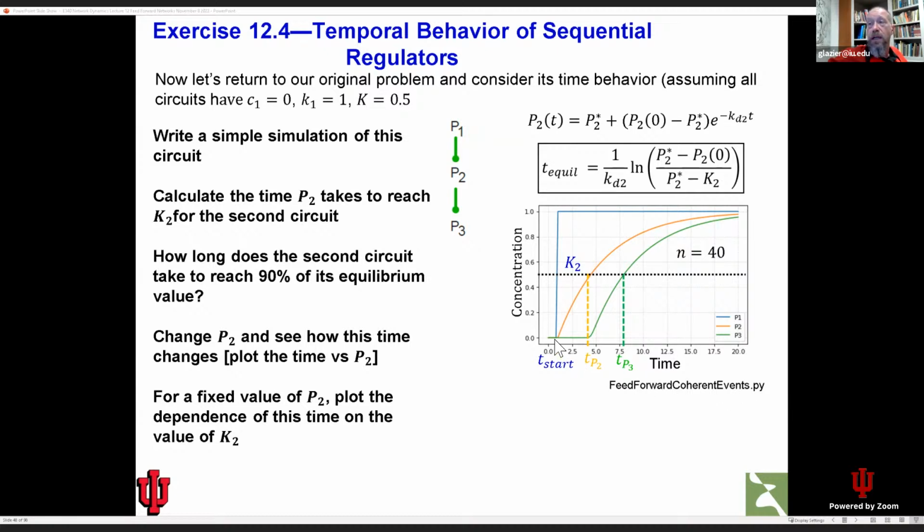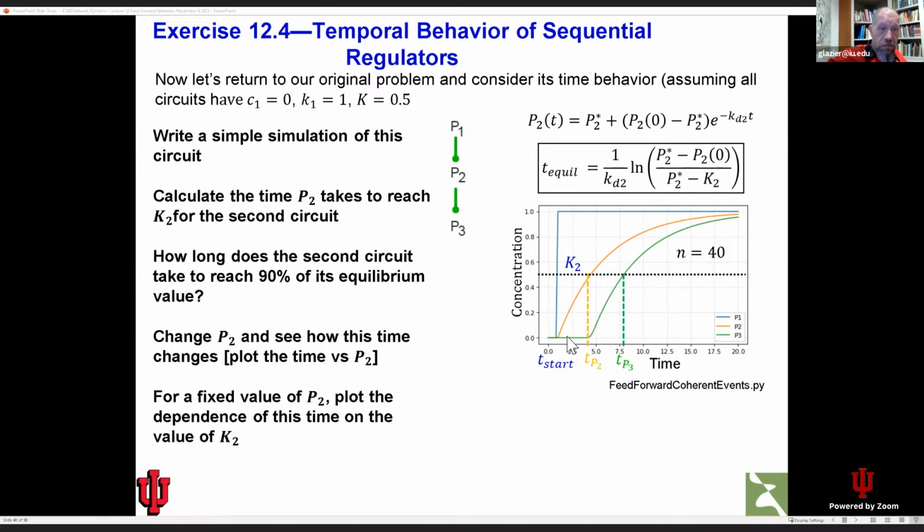Here, I have started out with P1 at 0 for a little bit. I turn on P1, that's this blue line. When I turn on P1, P2 immediately starts coming up. So that's this orange line. But P3 doesn't start doing anything until P2 has crossed the value of K2. And so what I see is that there's a delay in P3.